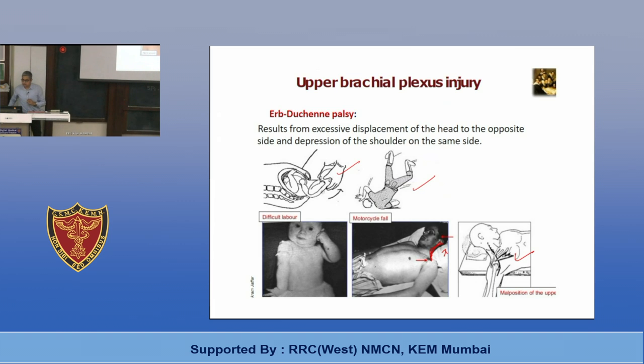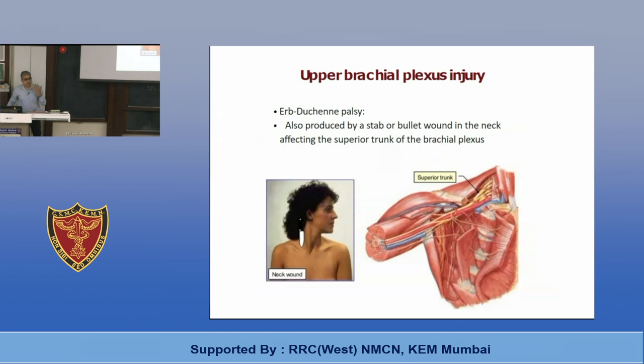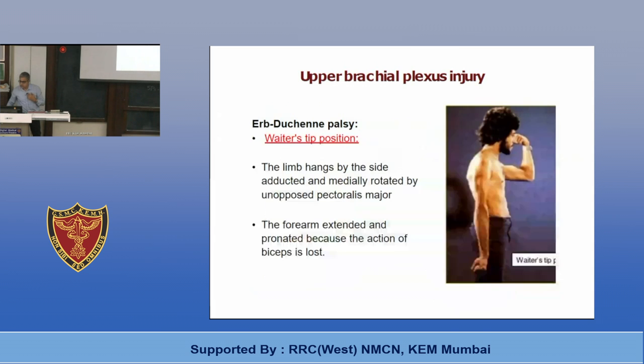So this is the other point, and this injury can also lead to this. So what is the permanent deformity now? Deformity in this case, what will the deformity be? Here it is the waiter's tip. So what all gets paralyzed, what all happens, we will tell.